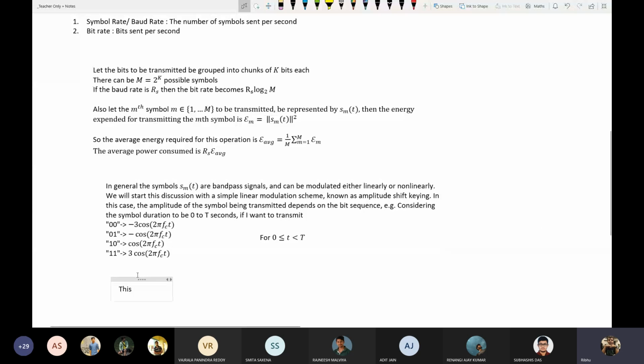This scheme is called by two names. One, digital PAM, pulse amplitude modulation. The second, amplitude shift keying. You can use either of these two names for this. So the textbook uses digital PAM for this scheme.